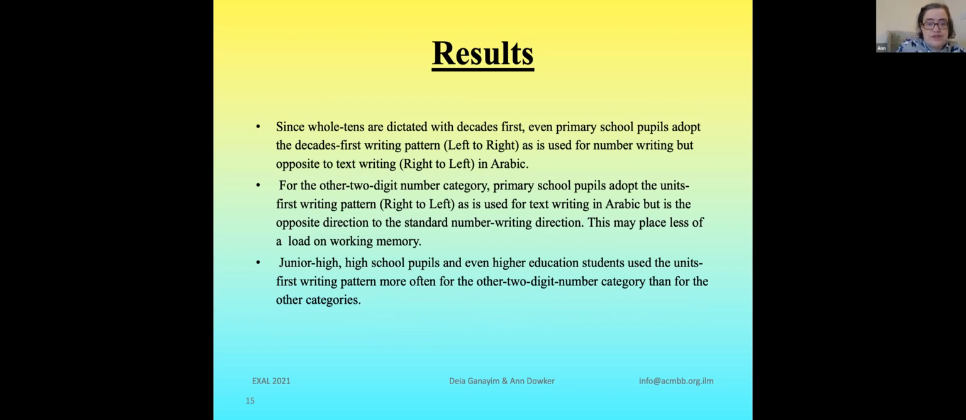Since whole tens are dictated with decades first, even primary school children adopt the decades first writing pattern, as is indeed used for number writing, but not text writing. For the other two-digit number category, the primary pupils adopt the units first writing pattern, which is used for text writing in Arabic, but the opposite direction to the standard number writing pattern, possibly placing less of a load on working memory. And even in later stages of education, pupils and students use the units first writing pattern more often for the other two-digit number category than for the other categories.